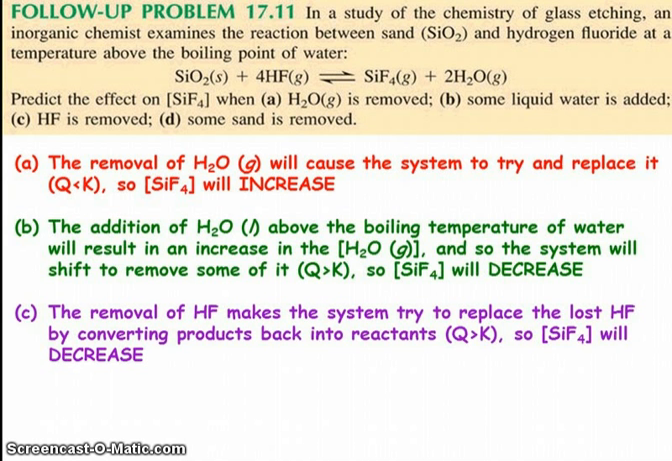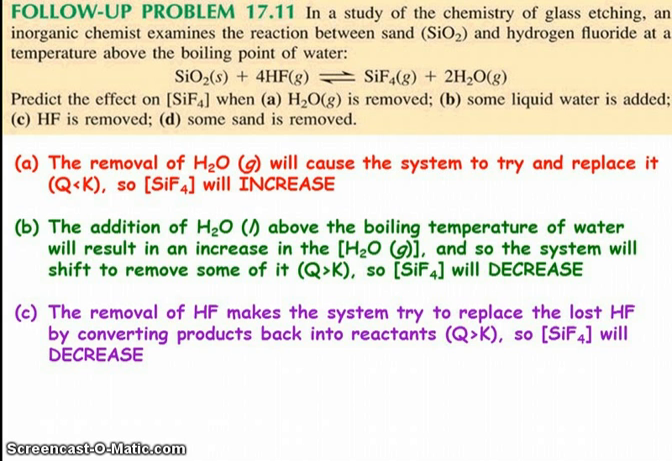In part 3, we're going to remove HF. Removing HF, that's a reactant, so we have made Q greater than K by removing reactant. We've taken something away from the left side, and so the whole reaction will shift to the left. And so as I try to reproduce HF to replace what was taken, SiF4 has to react with H2O, and so that will bring down the concentration of SiF4 in the system.